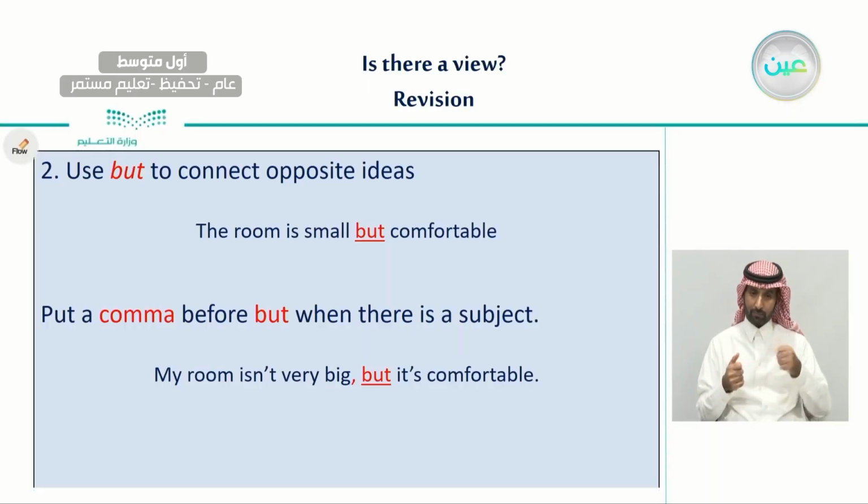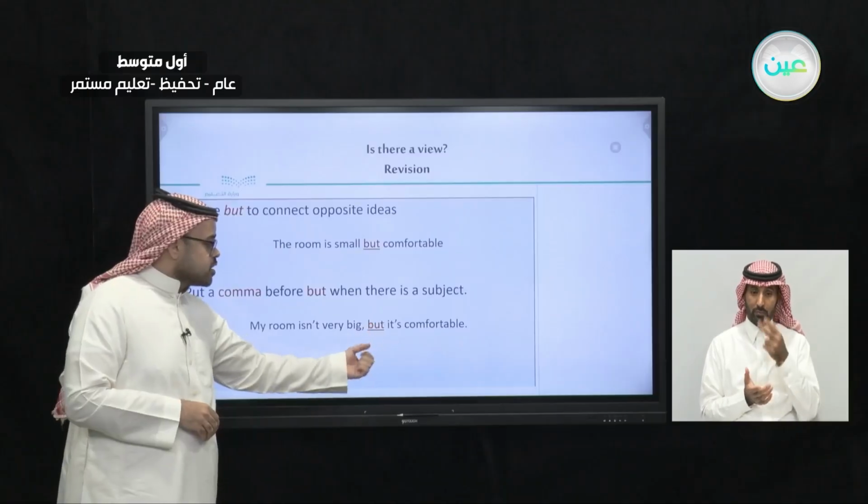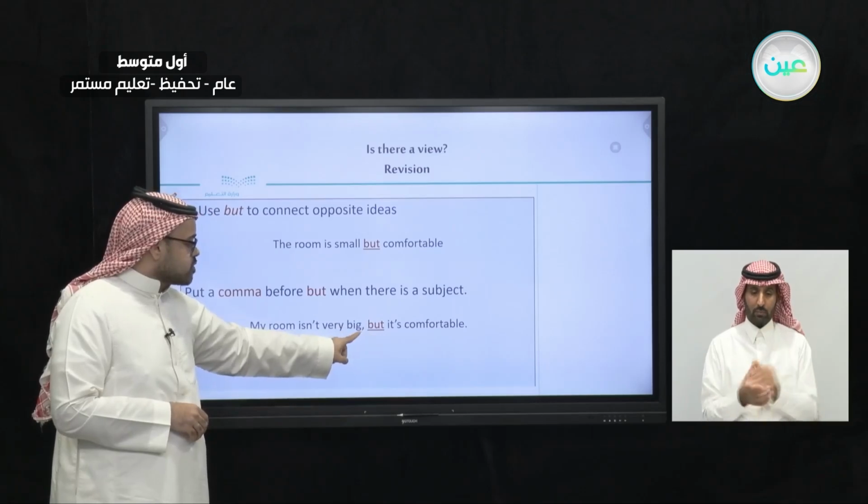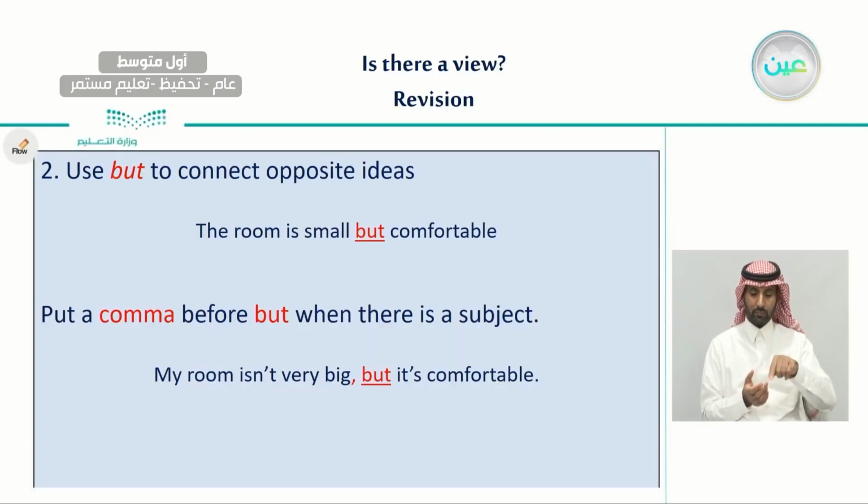And also we use comma even with but before there is a subject. For example, my room isn't very big. My room isn't very big, but it is comfortable. So this is a subject, and with subject we use comma, but, and the rest of the word.